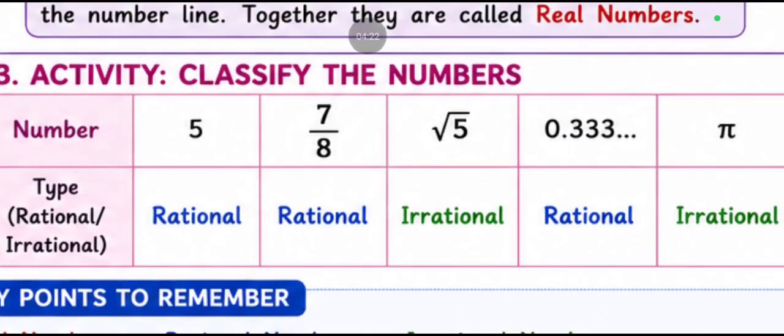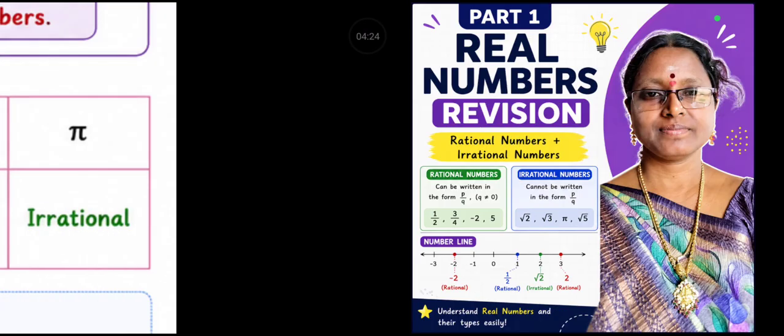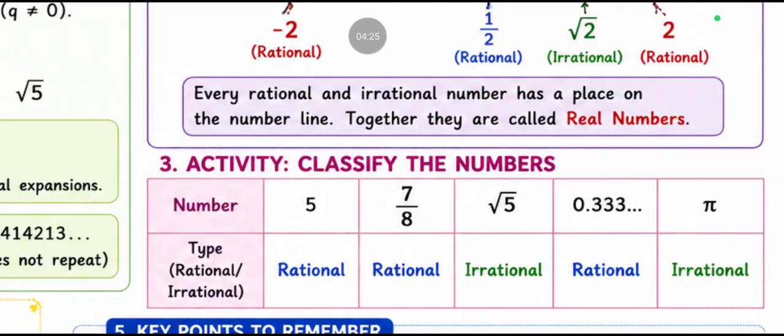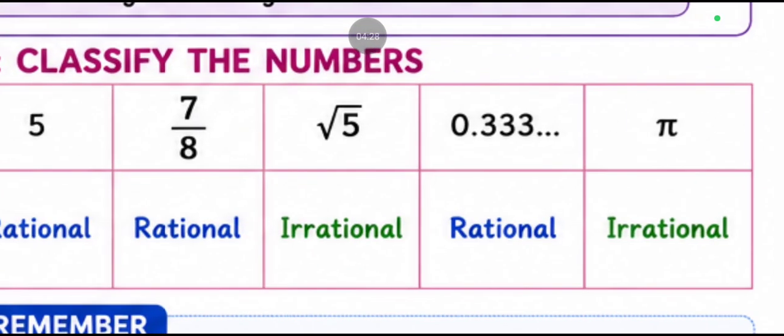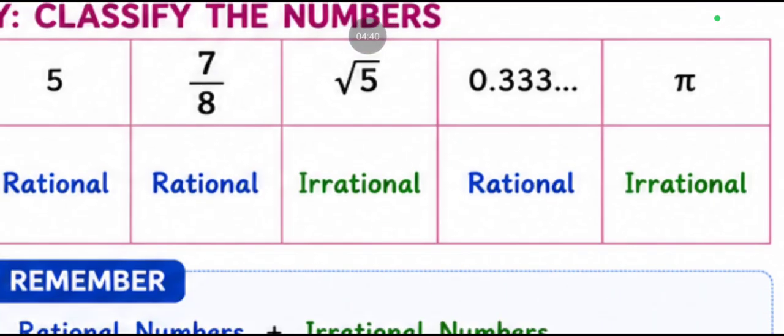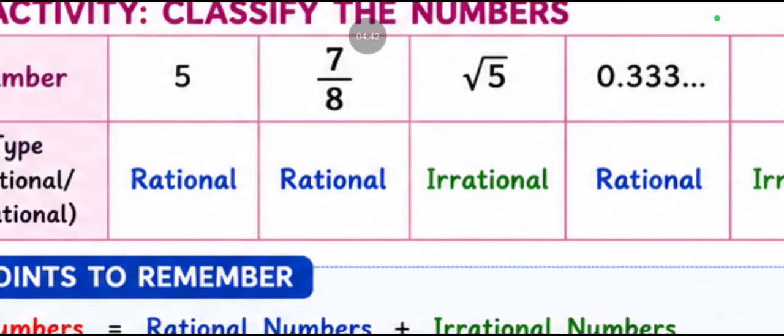Now you have to observe here root 5. Root 5 is an irrational number. Similarly, pi is also an irrational number. Do you know the pi value? Pi value equals 3.14 and so on. There are so many pi values given by our mathematicians. We should take it properly. Pi value is 22 by 7, that means 3.14 approximately.